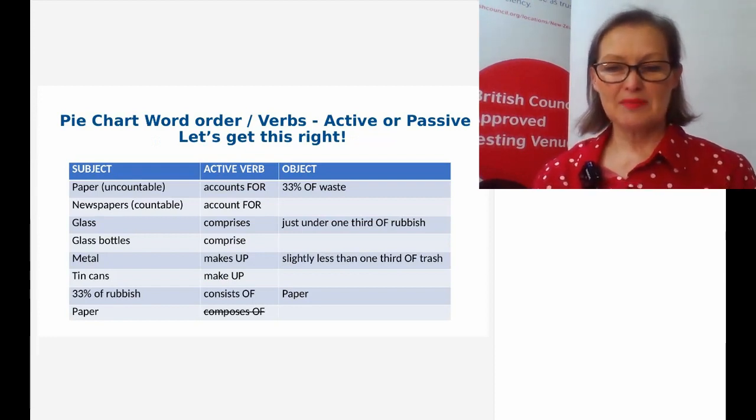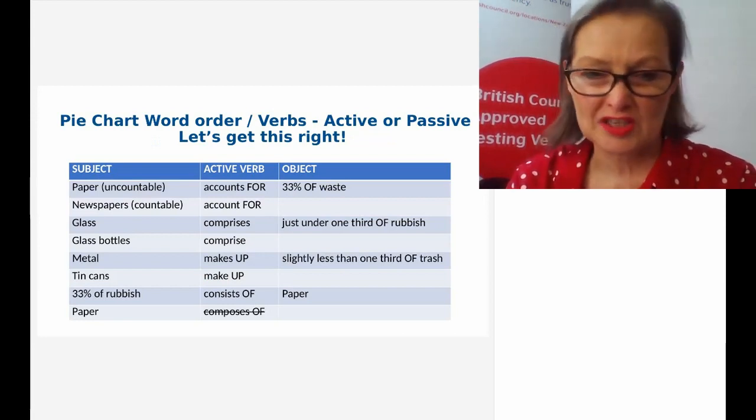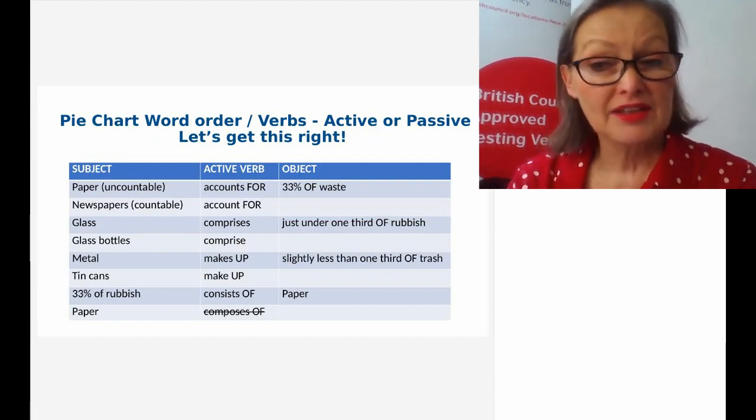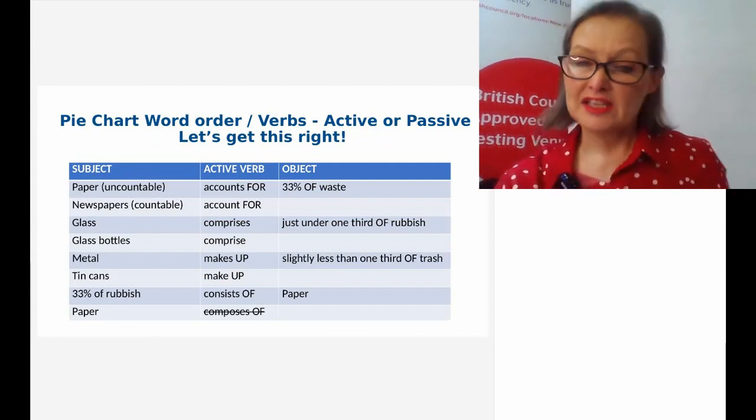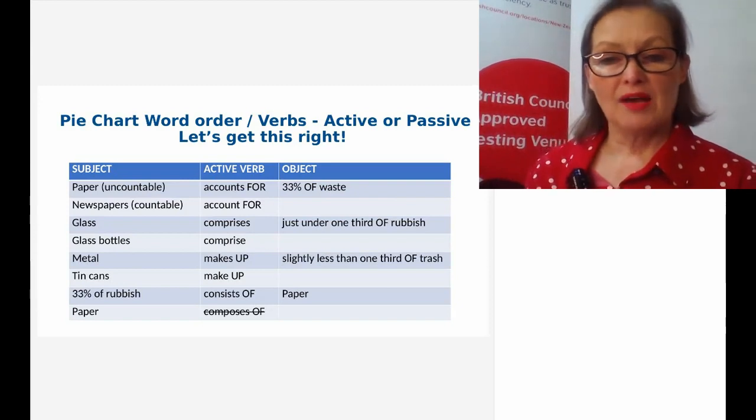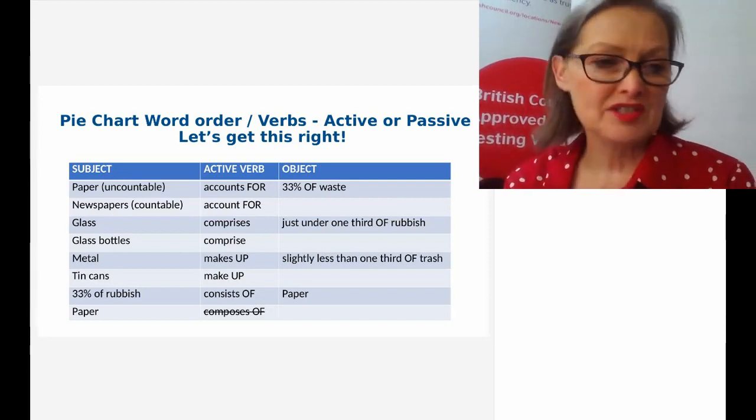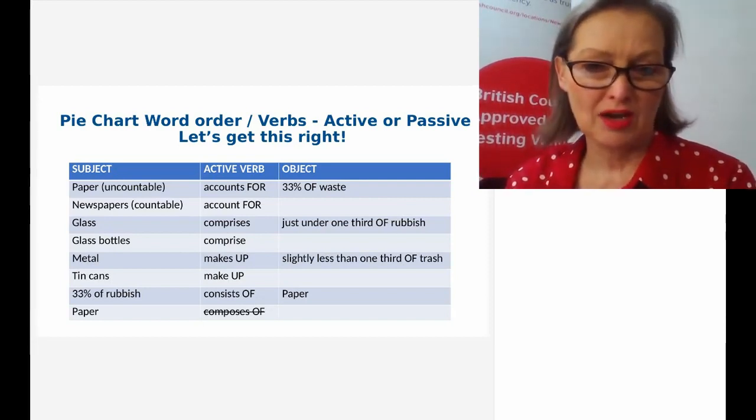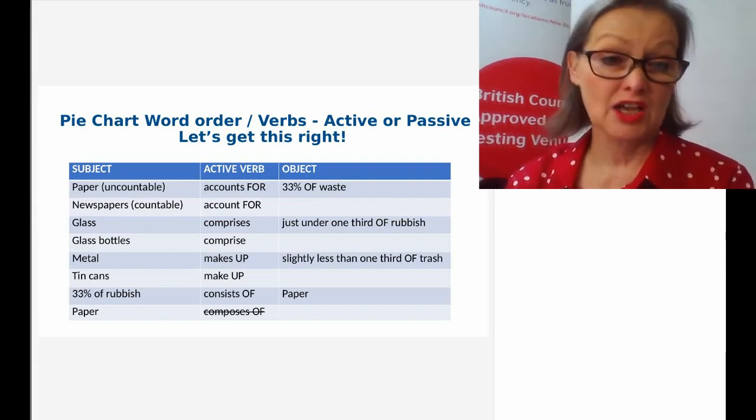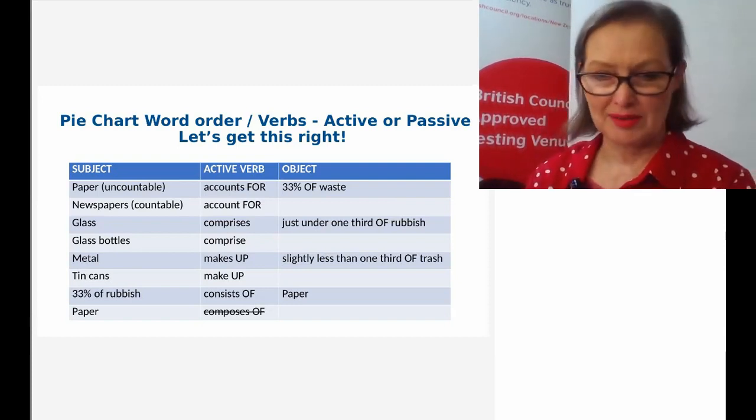Okay. Our next step is we're going to have a look at our sentence order. We're going to have a look at our structure. And we're going to look at how we can use active and then sometimes passive. So let's get this right, because this is one way that we can vary our writing. It gives us a nicer style, and it's going to give us higher marks because we're not just talking about paper accounts for A, and newspapers account for B, and glass accounts for C. We want to vary our sentence structure as well as our vocabulary.